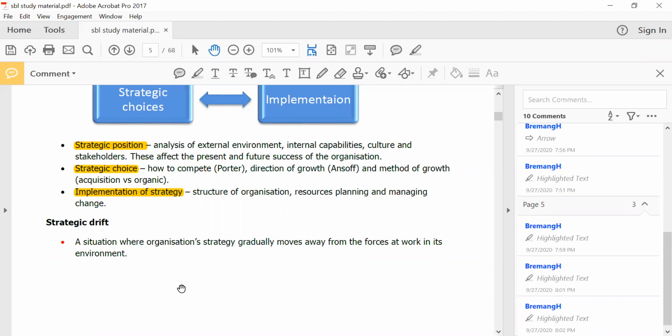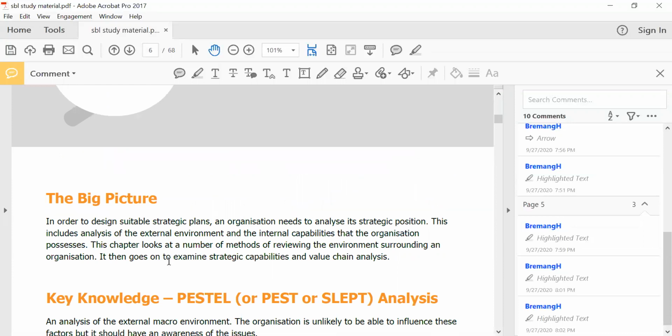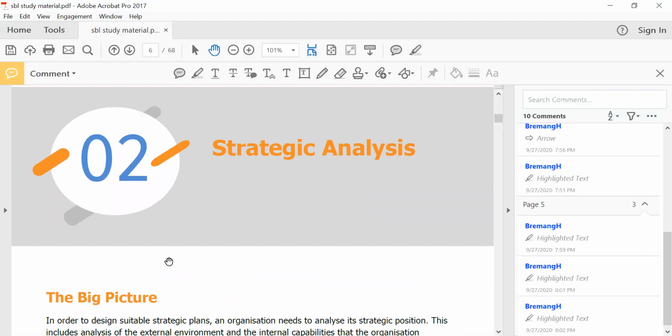So we explain it as a situation. Strategic drift is a situation where organization strategy gradually moves away from the forces at work in its environment. So that's what we call the strategic drift. And a lot of students tend to get themselves affected when we are looking at strategic drifts. So chapter 1 in summary has been digested. We'll move on to chapter number 2.